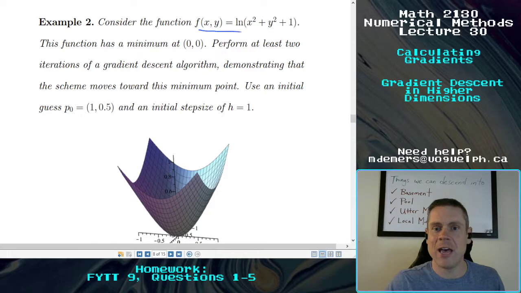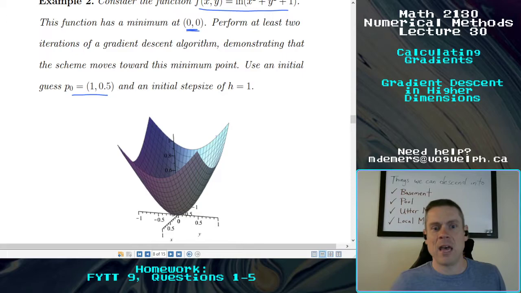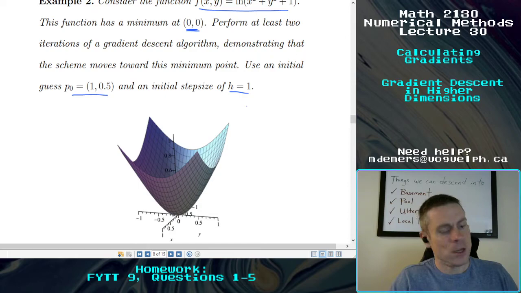F equals the ln of x squared plus y squared plus 1, which has a minimum at 0, 0. Okay, so we're going to perform at least two iterations of a gradient descent algorithm demonstrating that the scheme moves toward this minimum point. We're using p0 equals (1, 0.5) as an initial guess and an initial step size of h equals 1. Okay, so we're going to include that at the start.